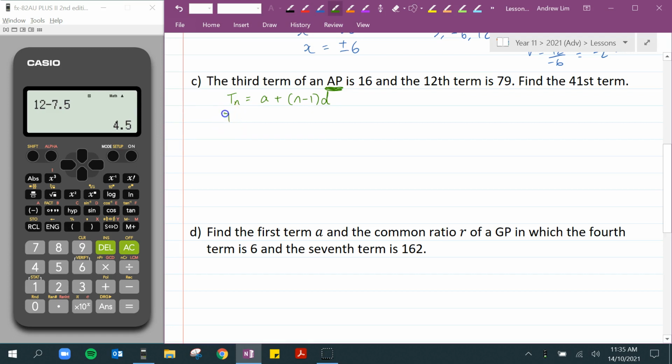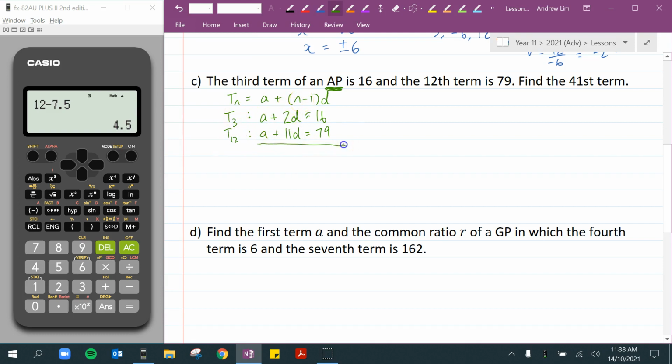Now this is saying that the third term is 16. So we've got a plus n minus 1, which is 2d, and that is equal to 16. We also know that the 12th term is 79. So if we were to write this out, the 12th term, a plus n minus 1, which is 11d, and we know that's equal to 79. How do we get this 11? Well, n is 12, so 12 minus 1 is 11. How do we get this 2? Well, n is 3, 3 minus 1 is 2.